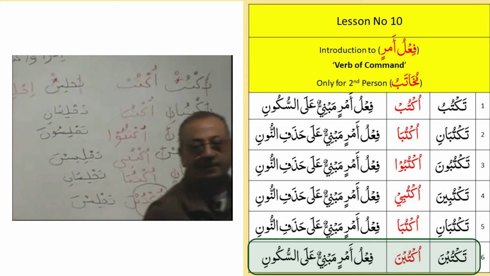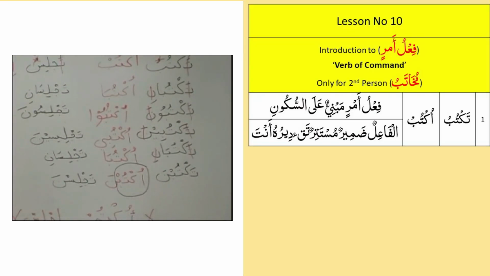Now, brothers and sisters, wherever there is a verb, there is a fa'il. So where is the fa'il in Uktub? Mustatir. What will you say? Uktub, how will you describe it? Fi3l Amrin Mabniun ala Sukun. Al-fa'ilu damirun mustatirun taqdiruhu anta. Taqdiruhu anta. Are you with me? Fine.